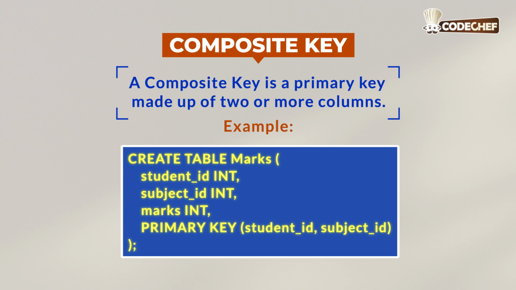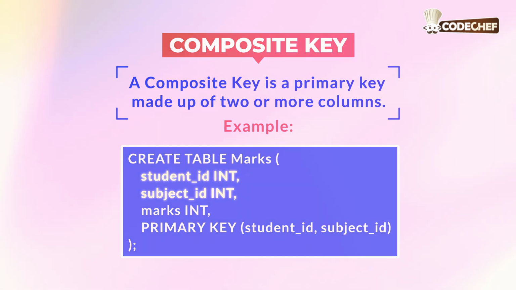Example: create table marks (student_id int, subject_id int, marks int, primary key (student_id, subject_id)); So here we are setting a combination of two columns, that is student ID and subject ID, as primary key. That is why this is known as a composite key.